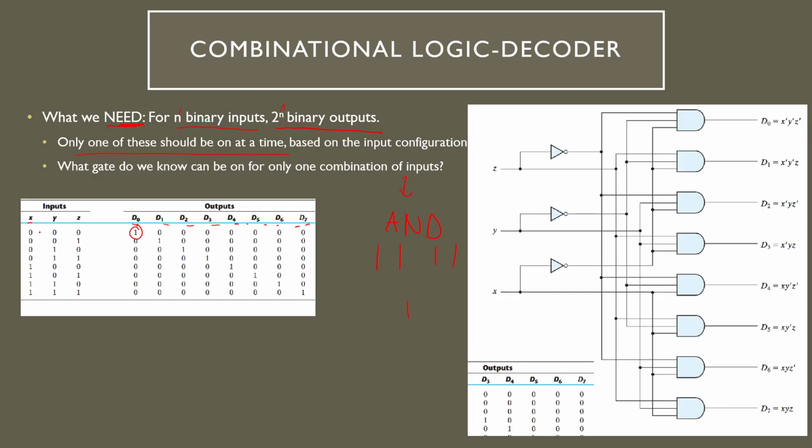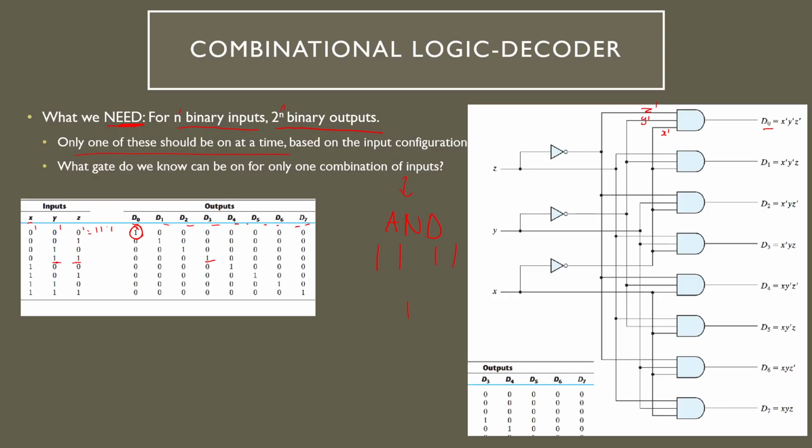So simple. Put a complement after all of these. This will give you 1, 1, 1, which means only this will be on for this one and all these will be off. So I wire up my 1, 1, 1. So this is Z complement, this is Y complement, this is X complement, and this will give me D0. Similarly, let's pick another one. Let's pick D3. In D3, I need a 1 when the input is 0, 1, 1.